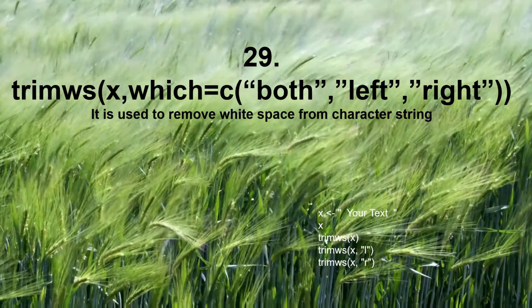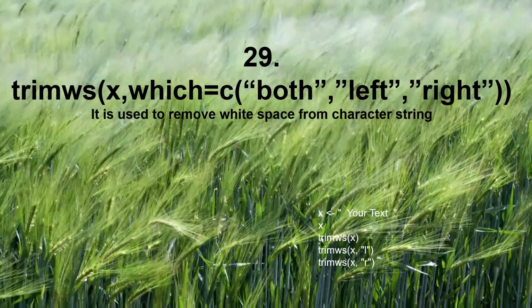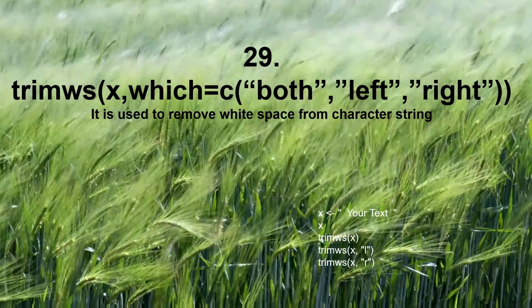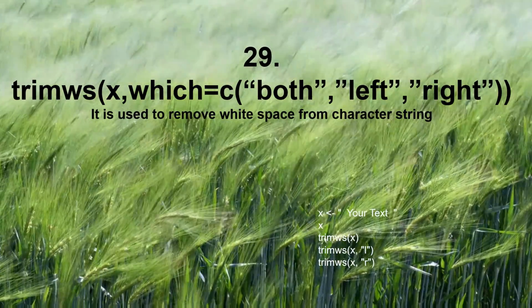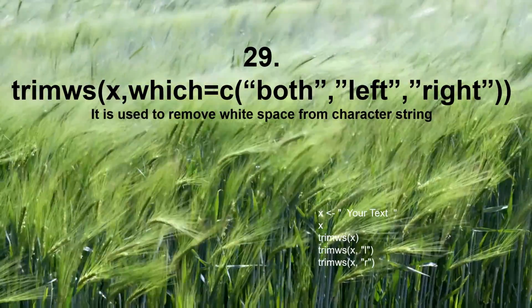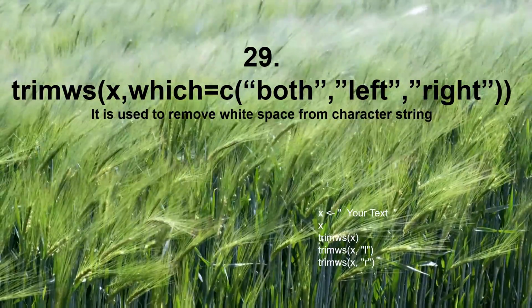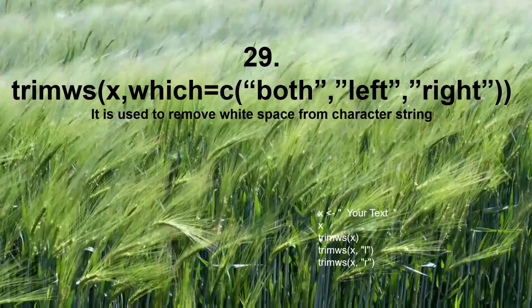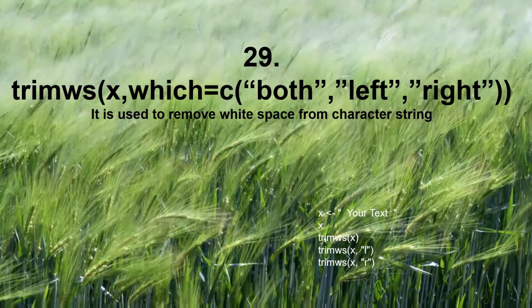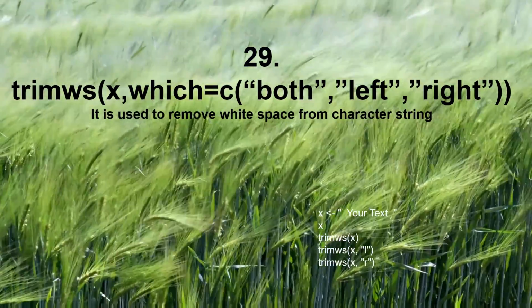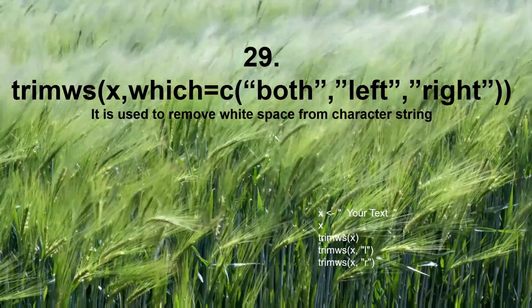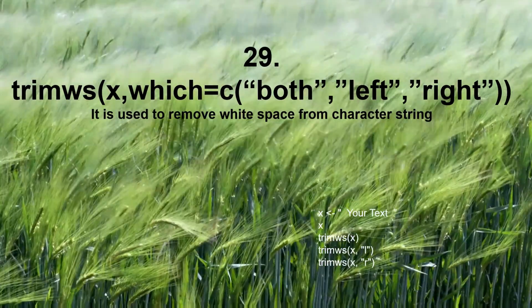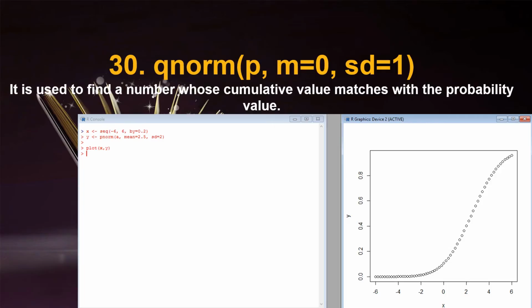Again, another example is trimws function. It is used to remove the white spaces from the character string. In this example, I have initialized a text starting with a space and ending with a space to x, and I'm trimming these white spaces using trimws. From the left side and right side, it will remove the white space. If you pass the parameter both, it will remove from left and right. If you pass only left, it will remove only the left side. If you pass right, it will remove only from the right side.